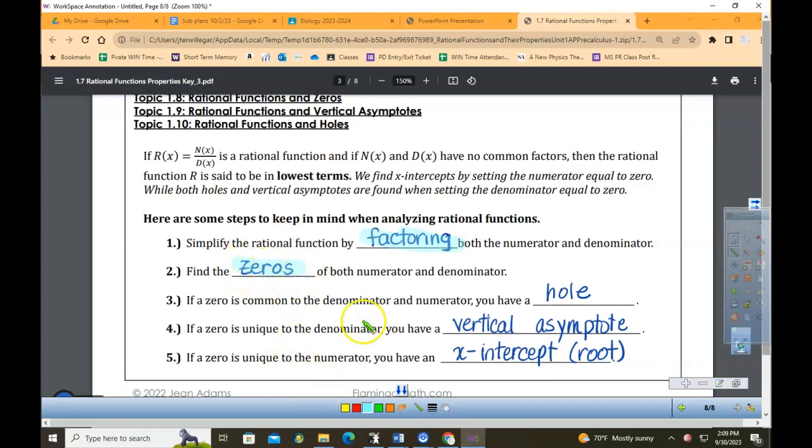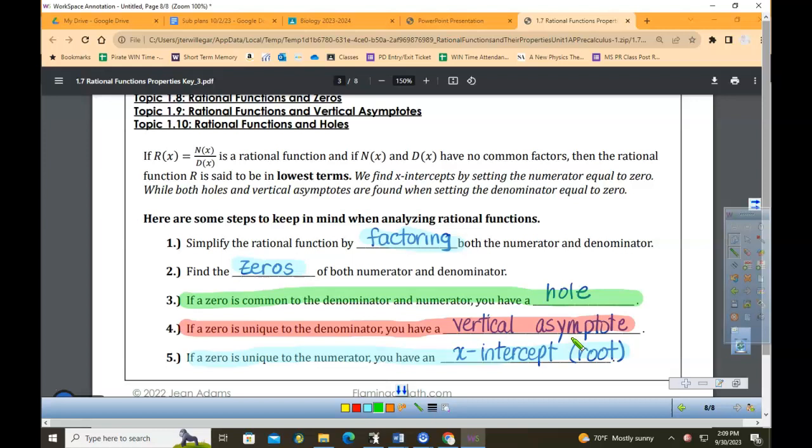We find the zeros of the top and the bottom, because zeros on the top are going to be x-intercepts where it crosses. Zeros on the bottom are going to be vertical asymptotes. So we still need the zeros of the top and we need the zeros of the bottom. Now what's interesting, if the zero is common and it cancels, that is a hole. That means you can't see it by graphing it. The only way you can see it is by factoring it and seeing if they cancel.